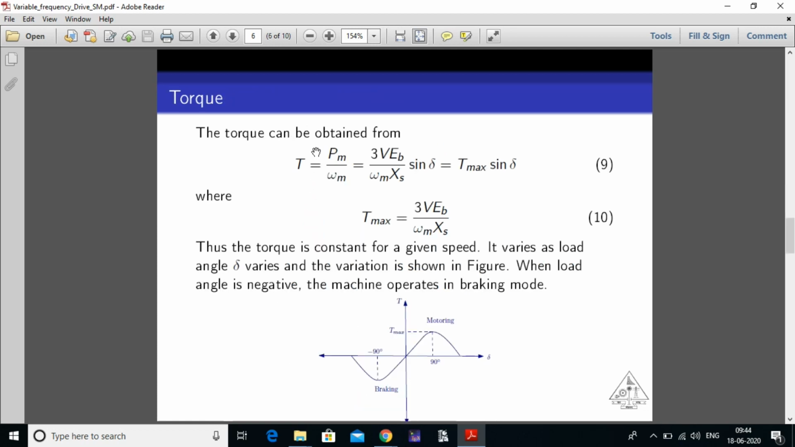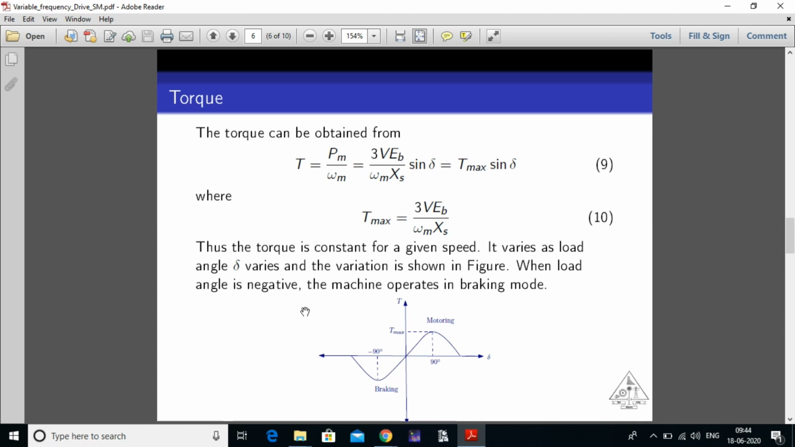Now, the equation for torque is equal to Pm by omega m, that is, 3V Eb by omega m Xs into sine delta. That is Tmax sine delta, where Tmax is equal to 3V Eb by omega m Xs. Thus, the torque is constant for a given speed. If the speed is constant, then Tmax is constant. The torque varies as the load angle delta varies, and the variation is shown in the figure.